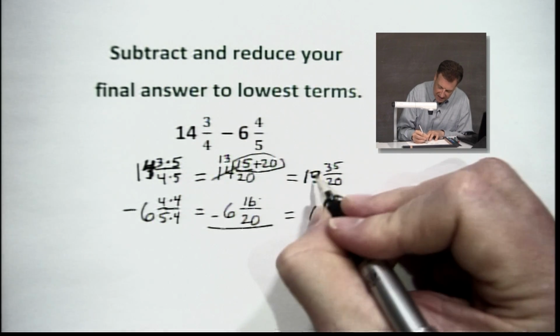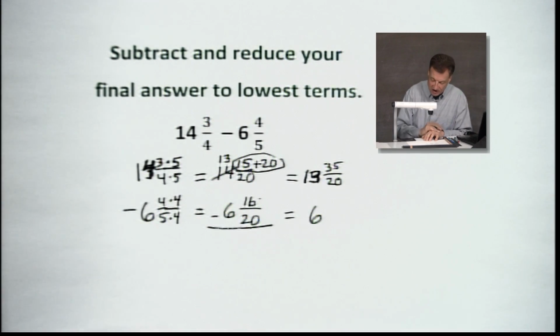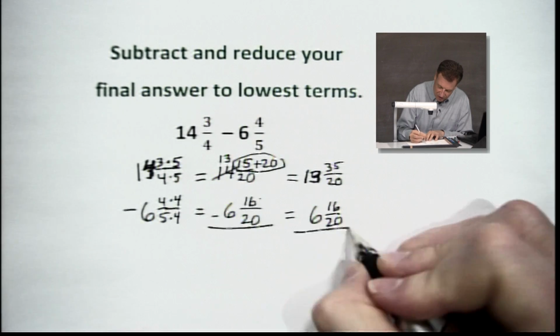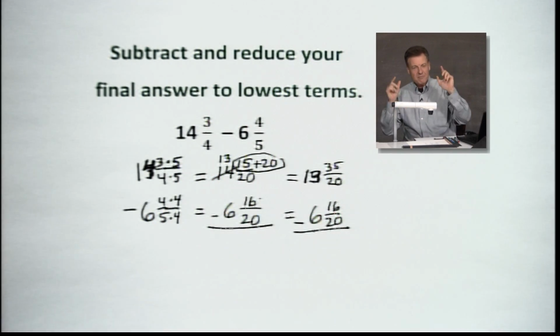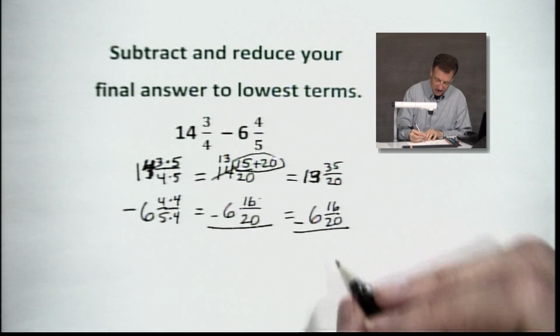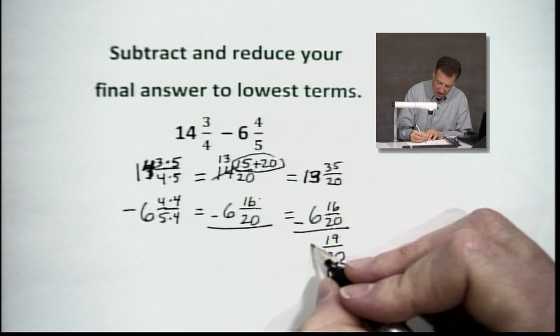I am loving this last problem, aren't I? It's 13 there, all right? And 16 over 20. We're ready to subtract. Balance back and forth. We can do the subtraction here. It's going to give me 19 over 20. And there we go. How about it?